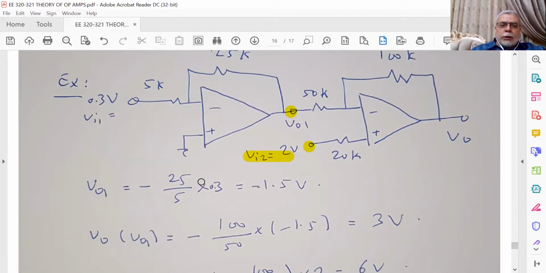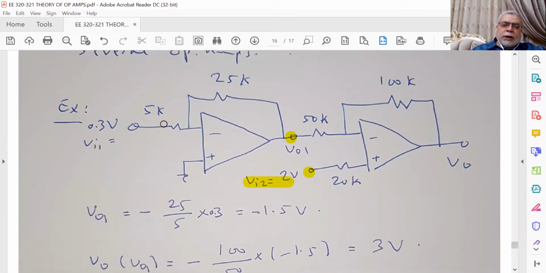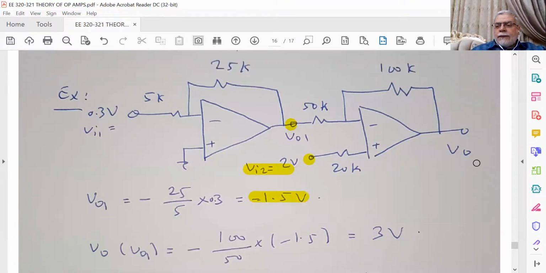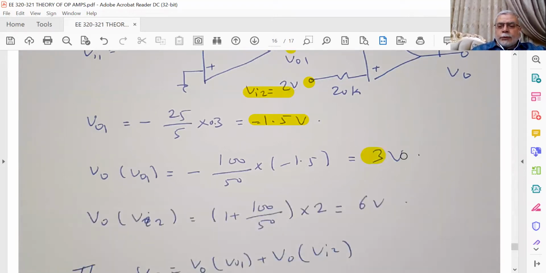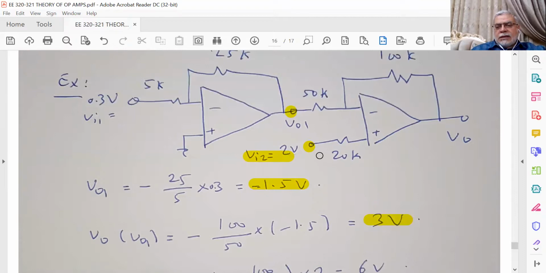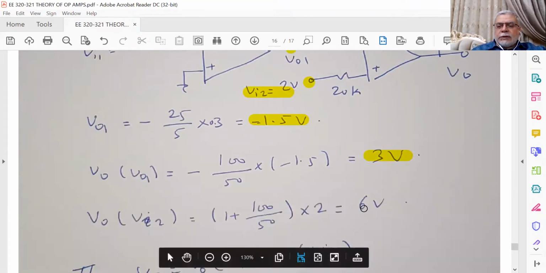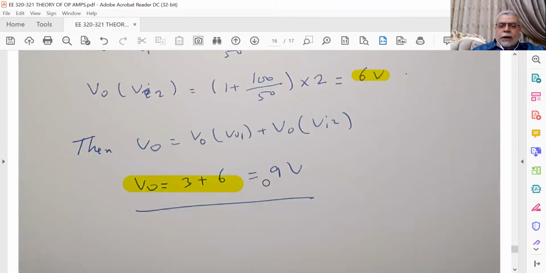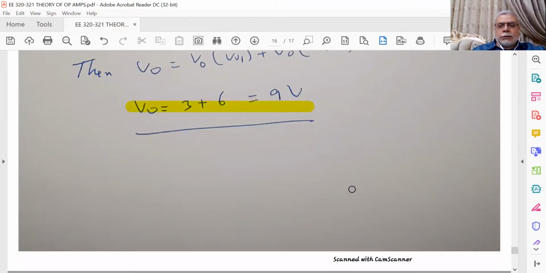Notice VO1 equals minus 25 divided by 5 multiplied by 0.3. This is minus 1.5 volt. And for VO, I have two inputs, so superposition. The first part will be minus 100 divided by 50 times VO1, which will produce 3 volt. The second, this is a non-inverting mode, 1 plus 100 divided by 50, meaning 3, multiplied by 2 will produce 6 volts. So the overall output will be the sum of these two values, 3 plus 6 equal to 9 volts.